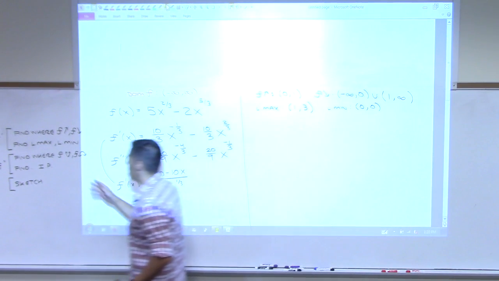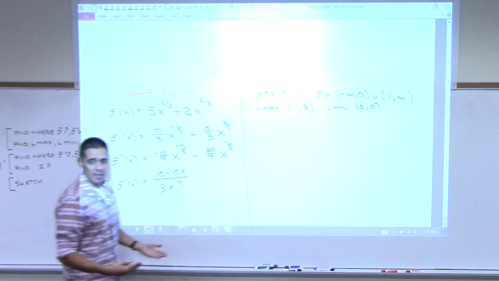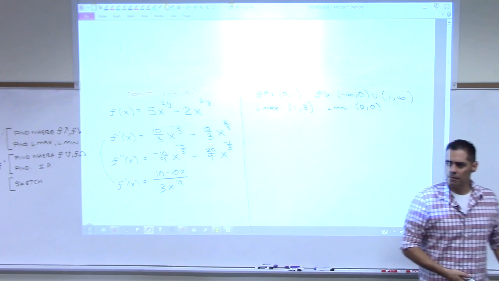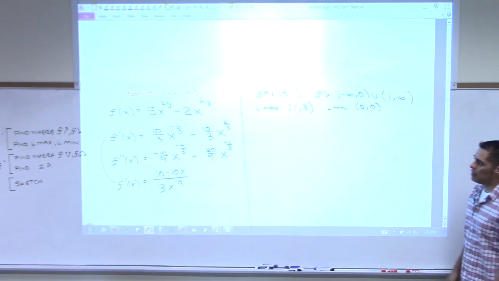Now, from last class, what I tried to tell you was that if you're going to do the concavity stuff, it's basically the exact same process that we just did, but on the second derivative instead of the first derivative, right? So let's take a look at that second derivative and clean it up first. See if we can clean this up.